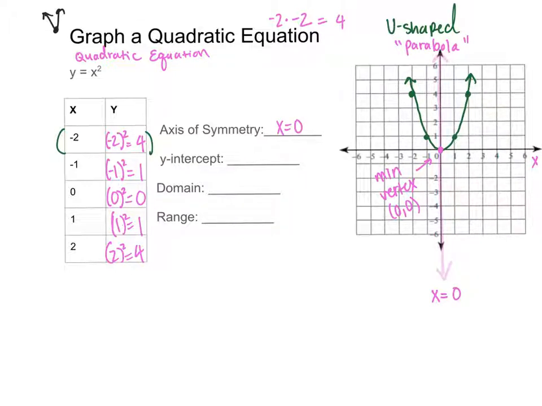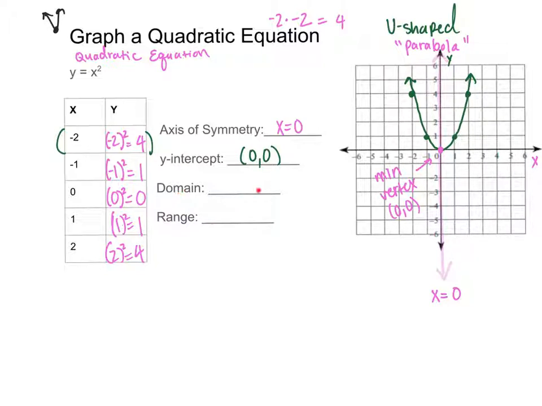And then our y-intercept, that's where the parabola crosses the y-axis, and the parabola crosses the y-axis at 0, 0. So this is going to be 0, 0. Remember, y-intercepts are when you cross the y-axis, but it's a coordinate point. And so that point right there is 0, 0.